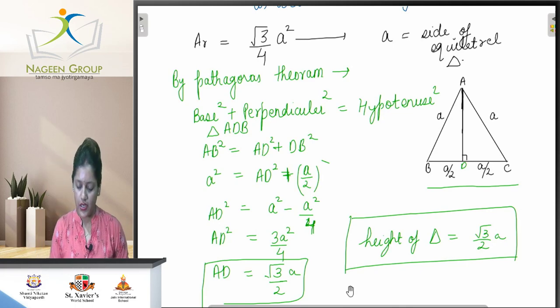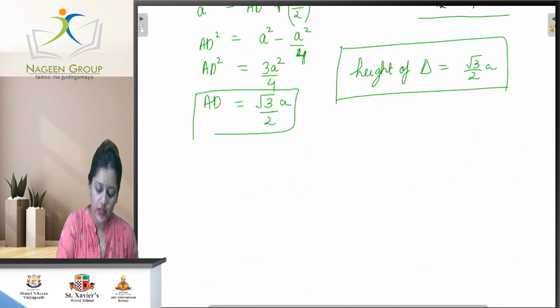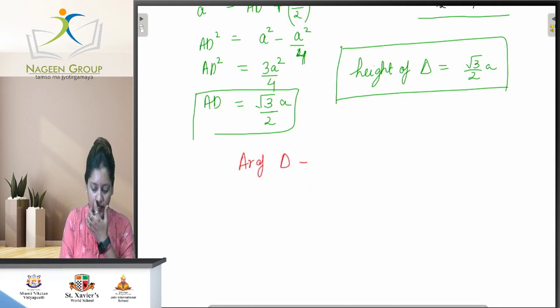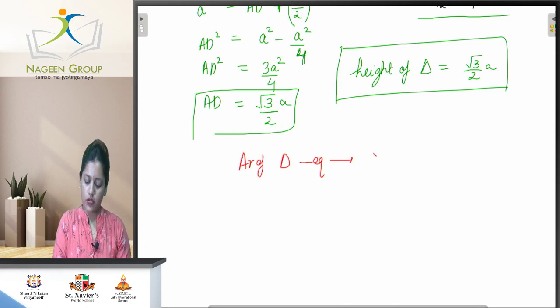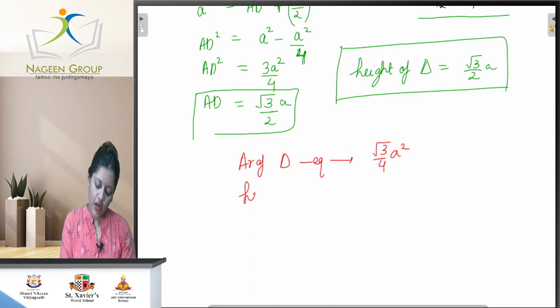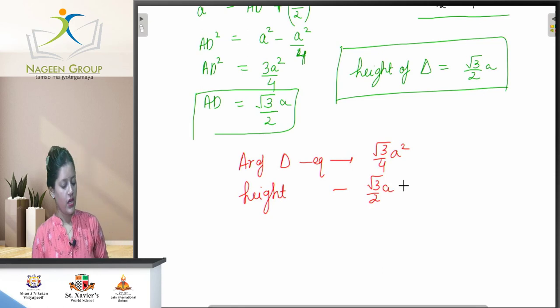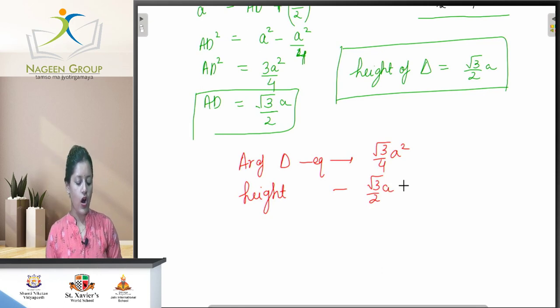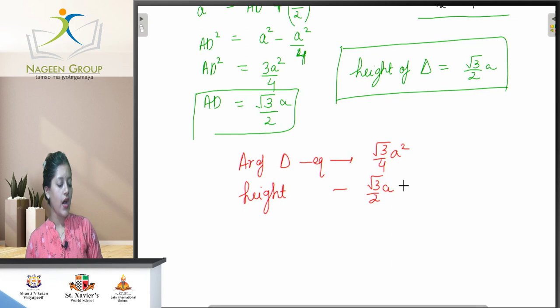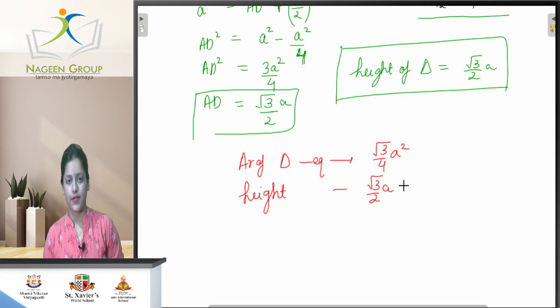So what have you learned here? You have learned that the area of an equilateral triangle is root 3 by 4 a square. If we are going to find the height, it is root 3 by 2 a. I hope you understand. Now we have to read about the area of a quadrilateral.